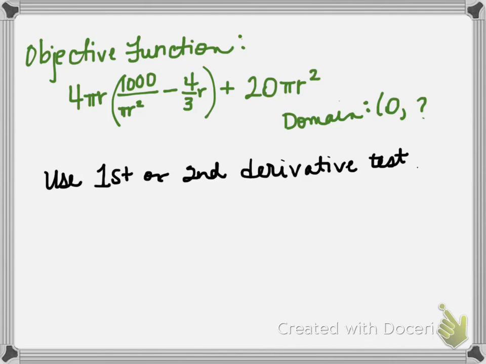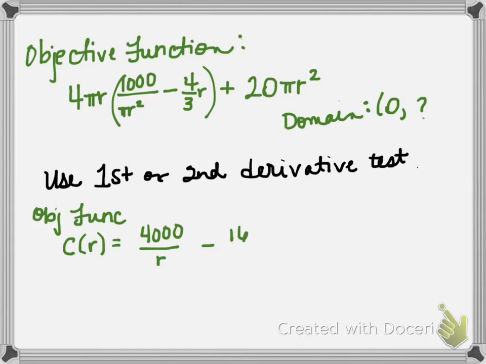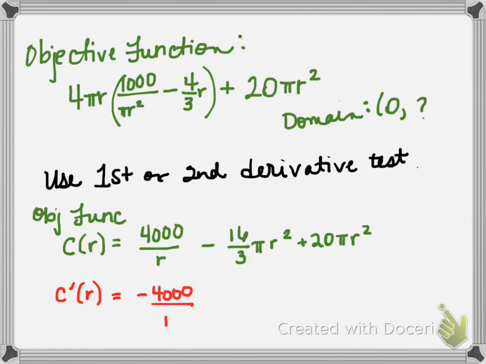So we're going to take the derivative of our objective function. Remember, I'm going to rewrite our objective function so it looks a little bit nicer. Now I'm going to take the derivative: negative 4,000 over r squared minus 32 pi thirds r plus 40 pi r. And then I'm going to use this derivative to find the critical values.